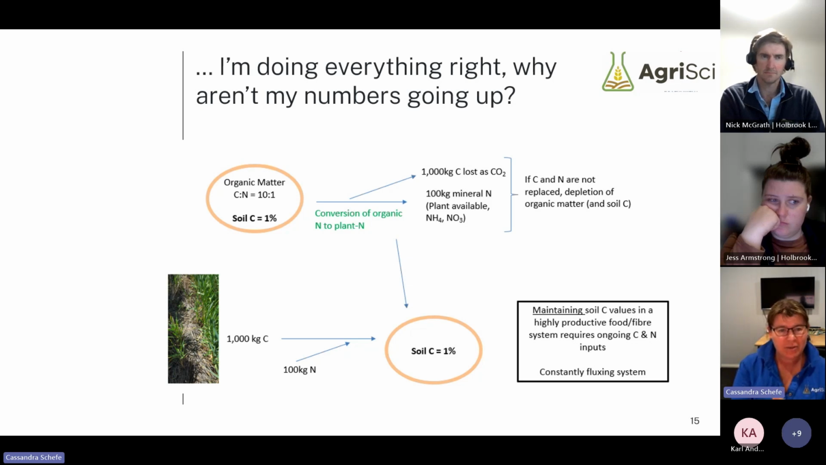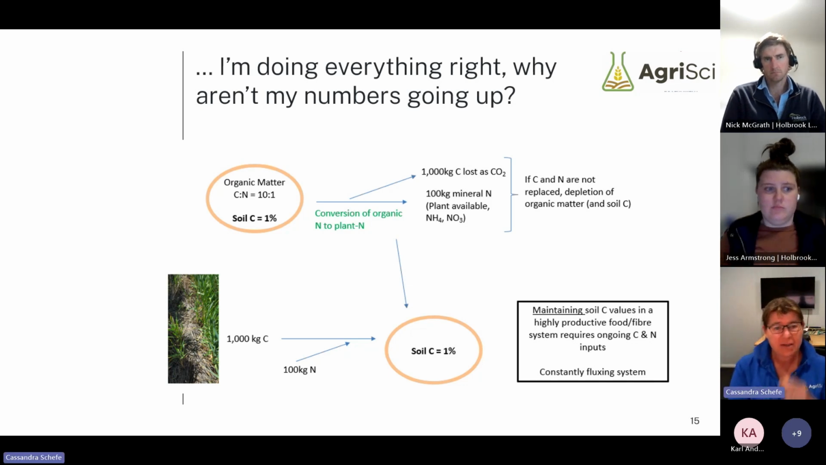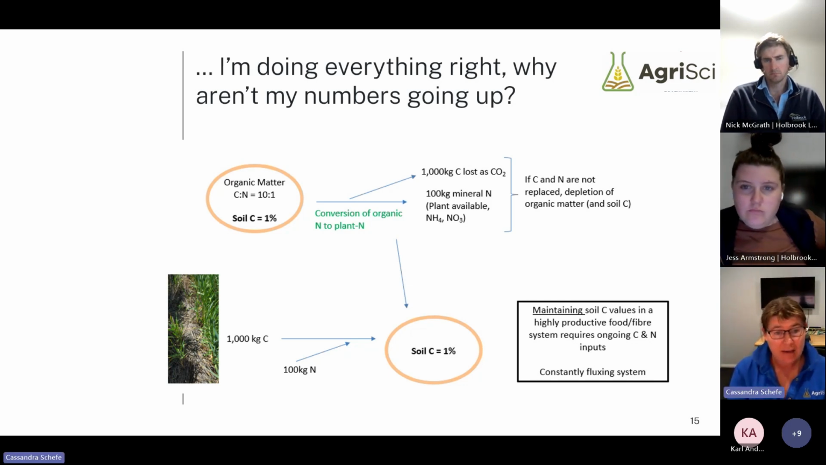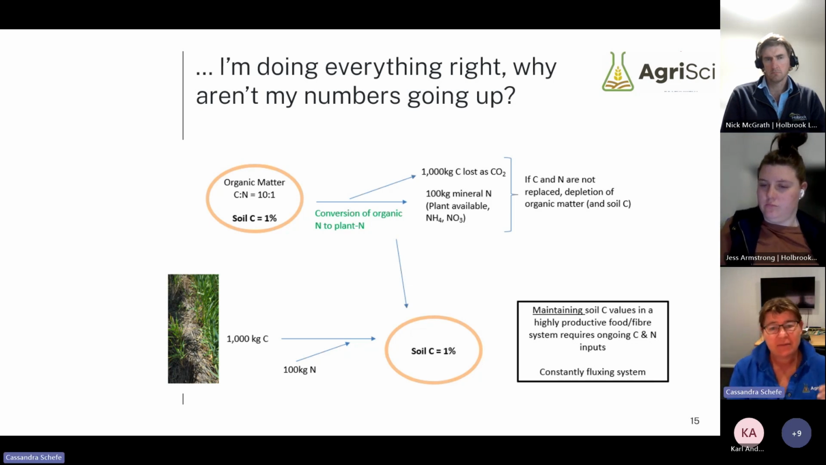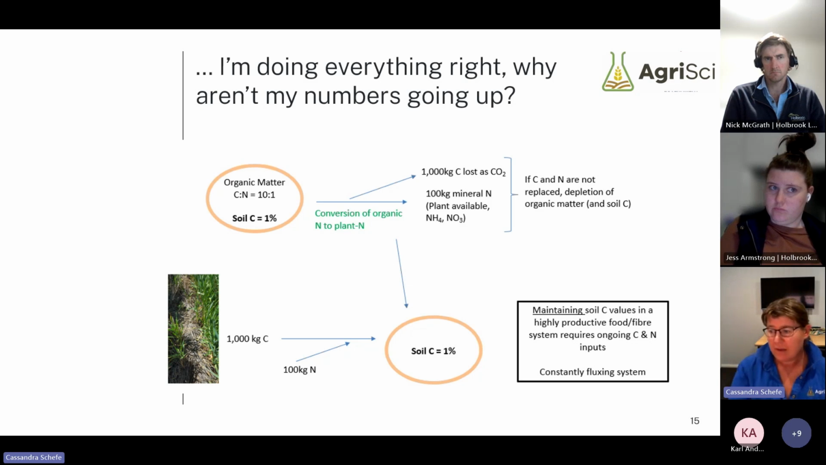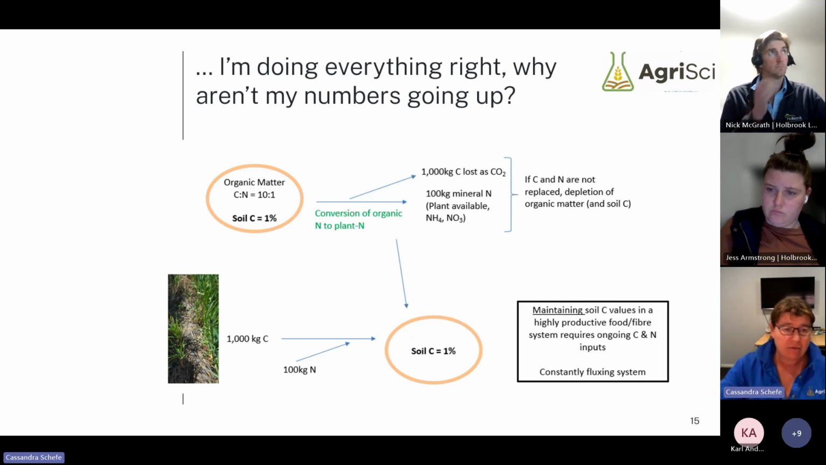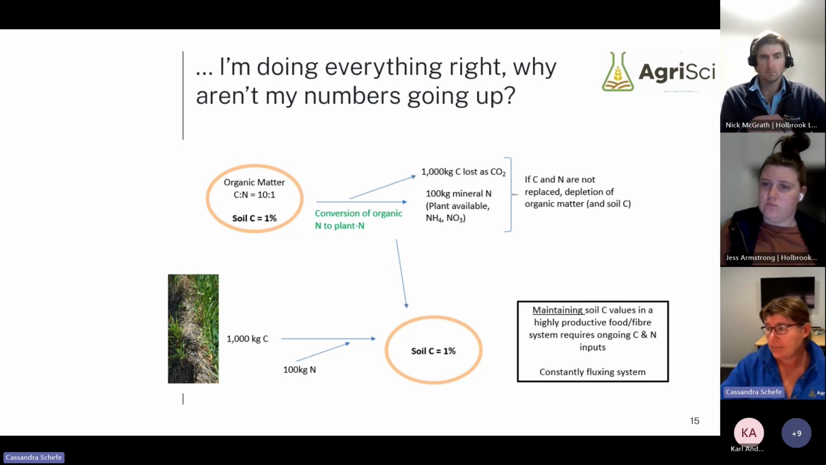So I'm hoping this makes sense, but if you don't remember any of this, just consider that in highly functional agricultural systems where we're exporting a lot of product every year, so we're mineralising and working our organic matter really hard, if we still have the same carbon value next year and the year after as what we had before, that's, in my mind, one of the definitions of sustainable agriculture, because it's an actively fluxing system and we're maintaining those. So that's something that we should be recognising and rewarding in our farming.